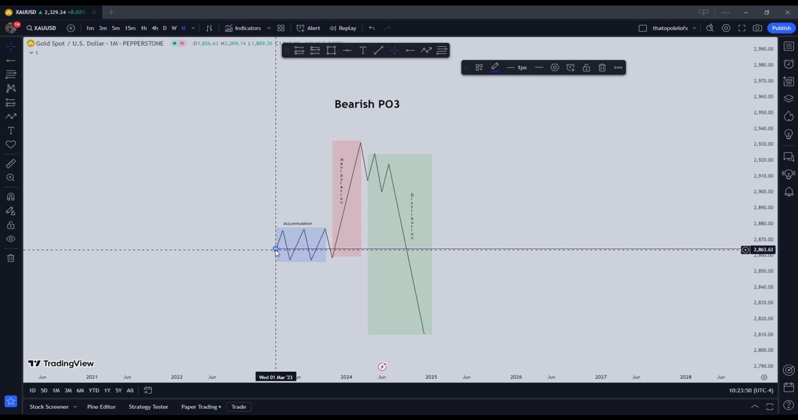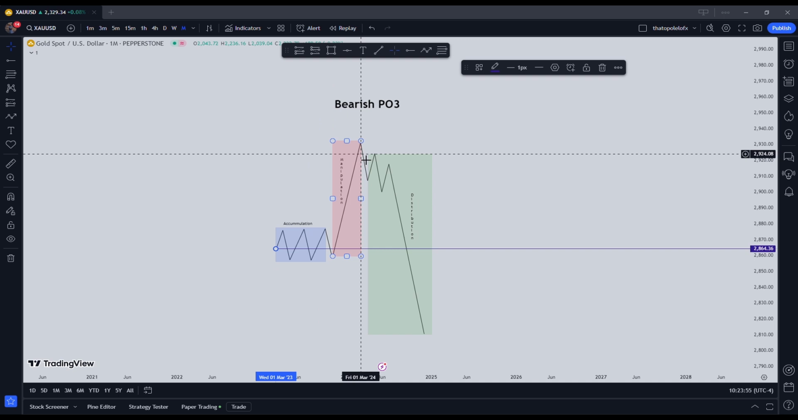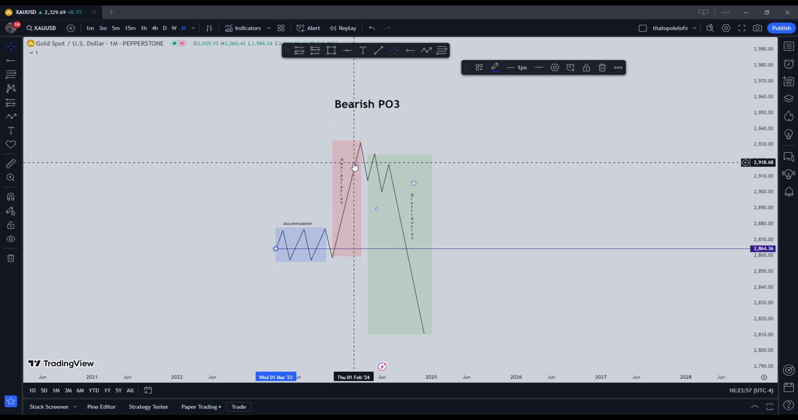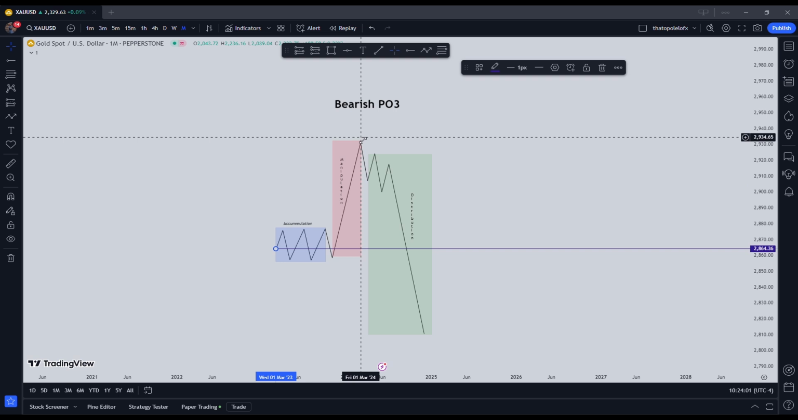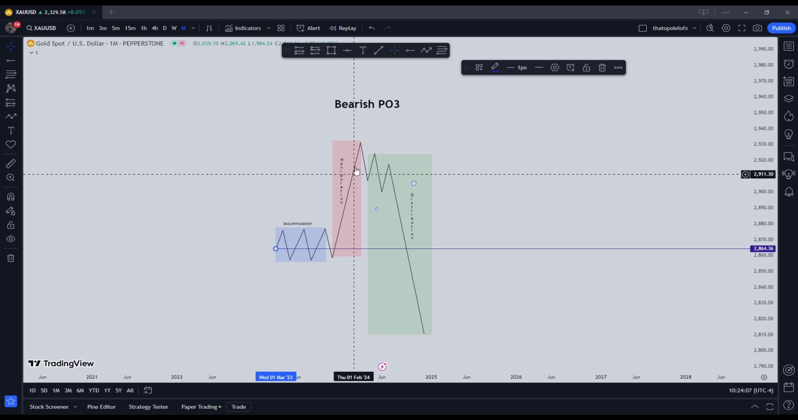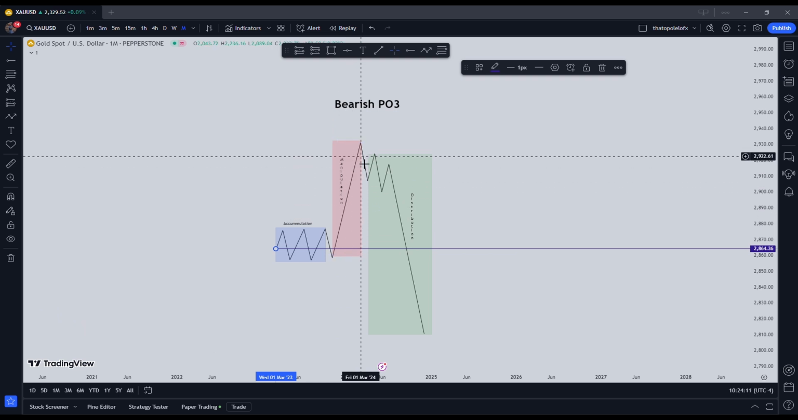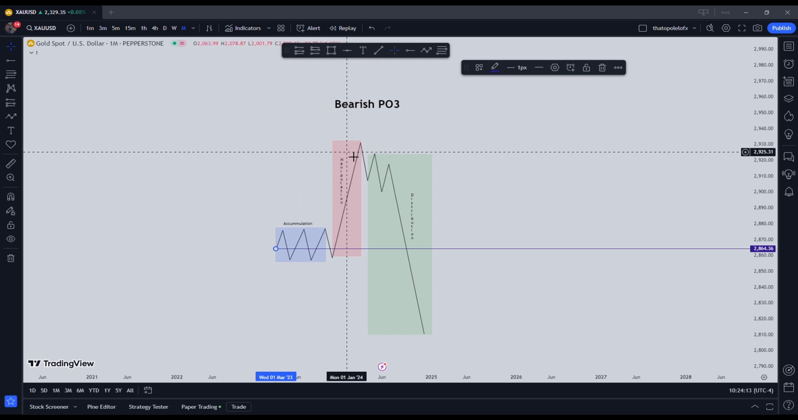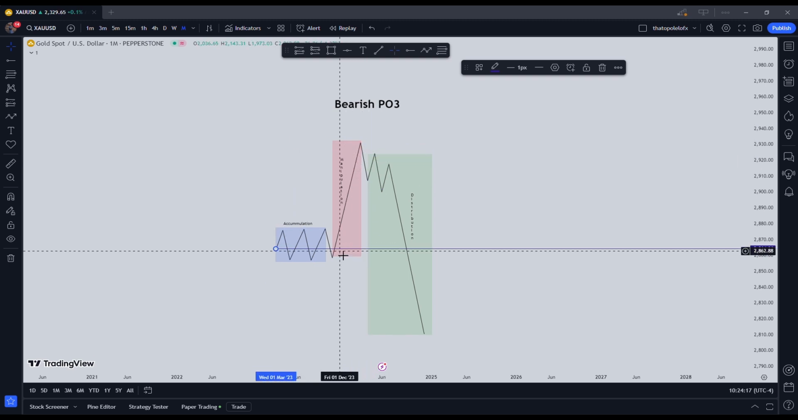And then we have accumulation in the form of consolidation, and then manipulation, where price manipulates retail traders to think now we are buying, although we are having a bearish day, right? We just wait for price to expand above a point, or let's say we have a PD array that we are waiting for, and then now we want to sell, right?